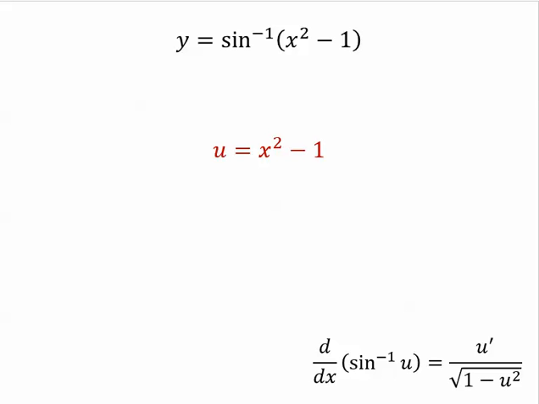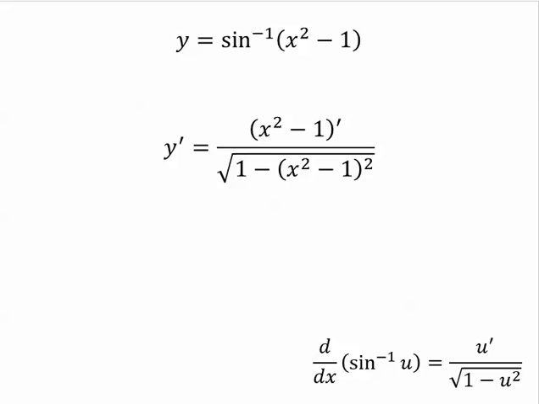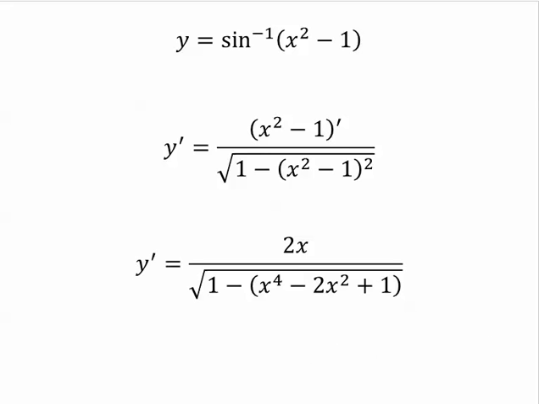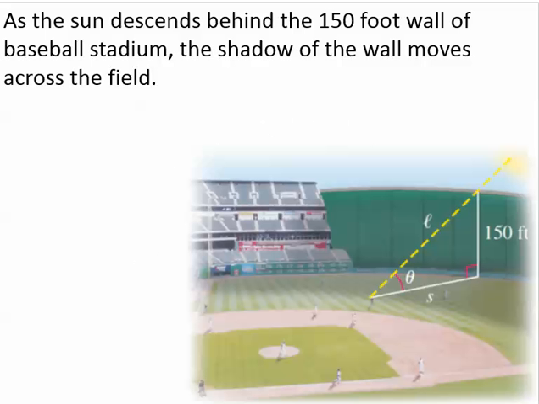Well, using my rule with u being x squared minus 1, I have the derivative of x squared minus 1, divided by radical 1 minus x squared minus 1 quantity squared. Take the derivative, and then I also need to simplify what's underneath the radical. And after I do that, I'm all done.